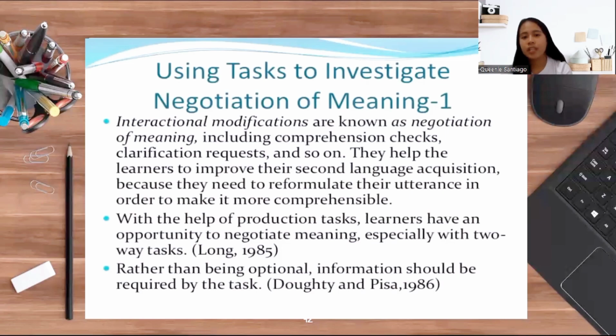Using tasks to investigate negotiation. Interactional modifications, known as negotiation of meaning, include comprehension checks, clarification requests, and so on. They help learners improve their second language acquisition because they need to reformulate their utterances in order to make them more comprehensible. With the help of production tasks, learners have an opportunity to negotiate meaning, especially with two-way tasks. Rather than being optional, information should be required by the task.